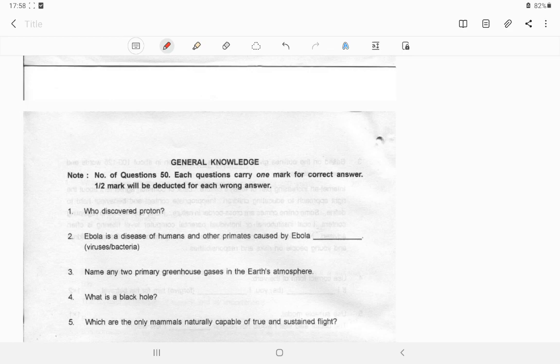Who discovered the proton? The proton was discovered by E. Rutherford, R-U-T-H-E-R-F-O-R-D, Rutherford, in 1917.